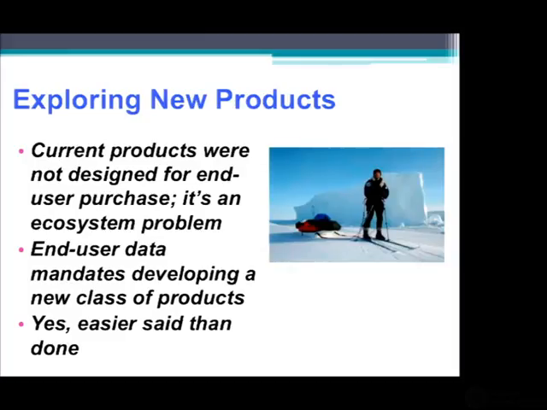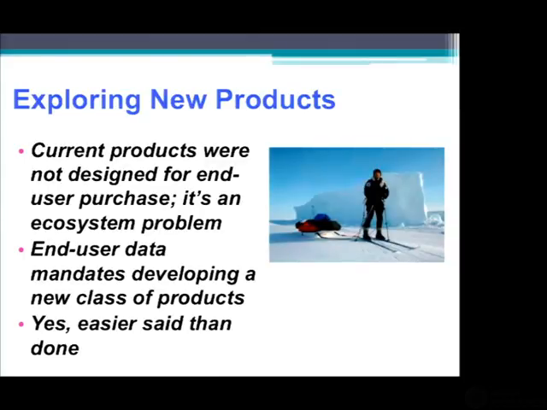Now, then there's a question of new products. Well, this is important. By new products, I mean something other than the journal article, the journal, or the book. The current products we have were not designed for end-user purchase. They were largely designed for various kinds of membership purchase or institutional purchases. So what we really have here is an ecosystem problem. And when we say, let's collect all this end-user data, what are we going to do with it as business people? We then come up with a problem that the products that we have created historically really were geared for institutional markets. So we need a whole new class of products. It really mandates developing that, so we have to start to think creatively about that.